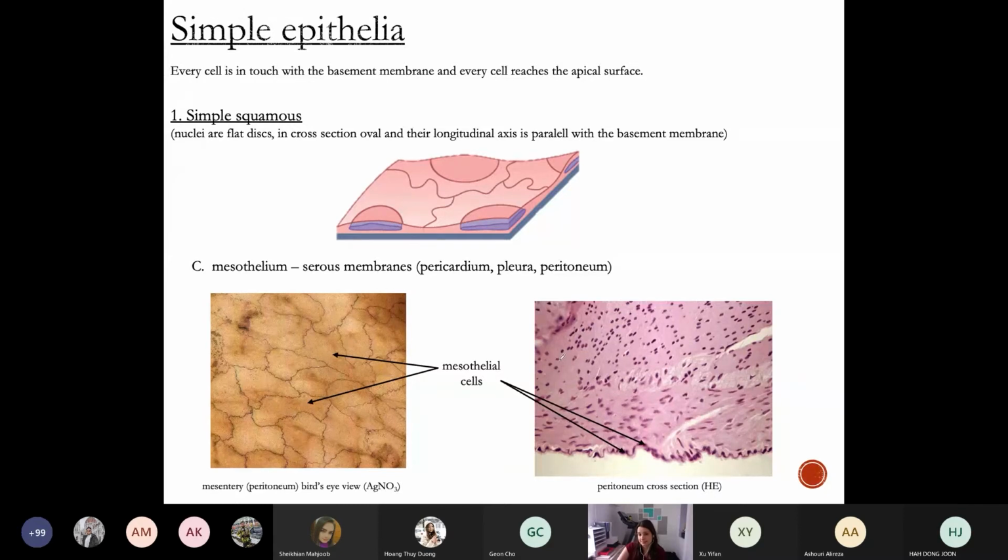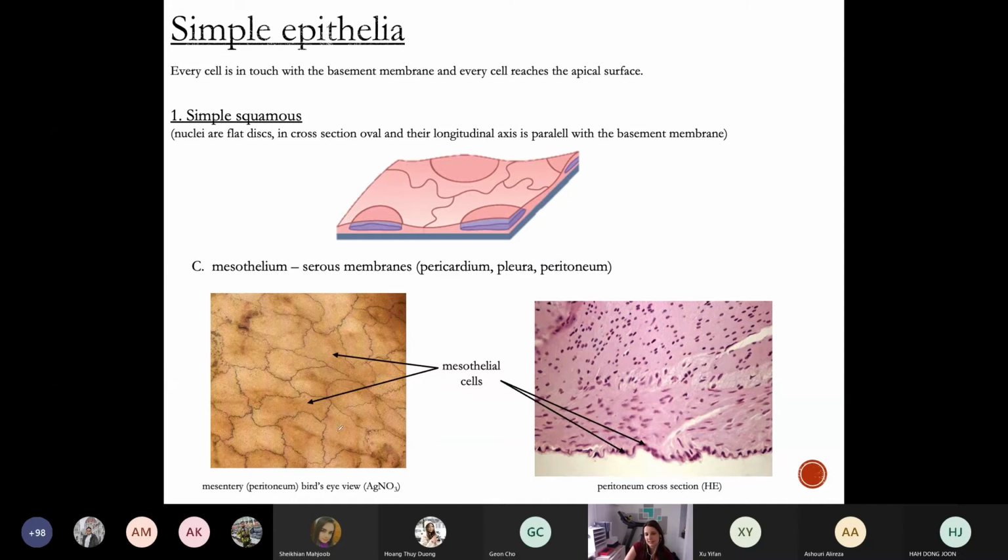Okay, and they are called mesothelial cells because they are derived from the mesoderm, from the middle germ layer of the embryo. You will learn it later on in the embryology lectures in this semester. Okay, so this is derived from the mesoderm. This is why it's called mesothelium.